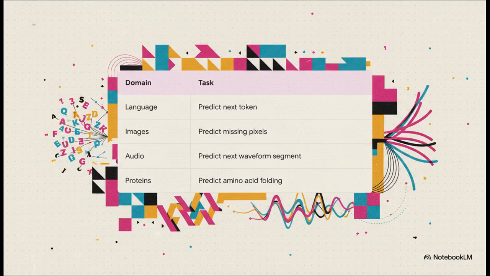And what's so cool is how universal this whole principle is. For language, yeah, it's predicting the next token. But for images, it might be predicting missing pixels. For biology, it's predicting how a protein is going to fold. It's the same fundamental math, the same process of learning relational geometry, just applied to different kinds of data.